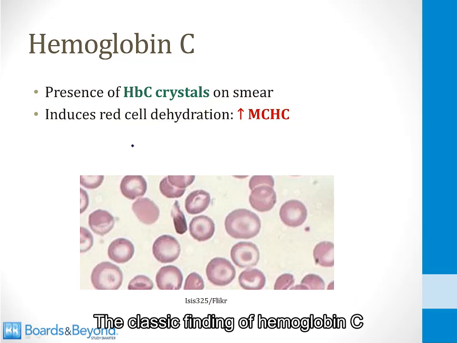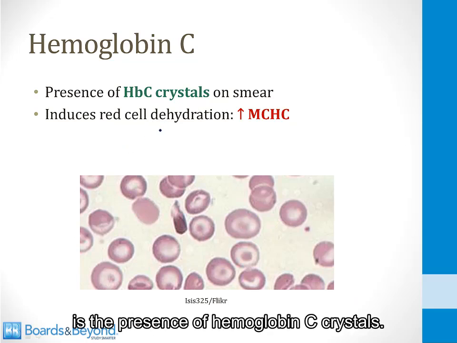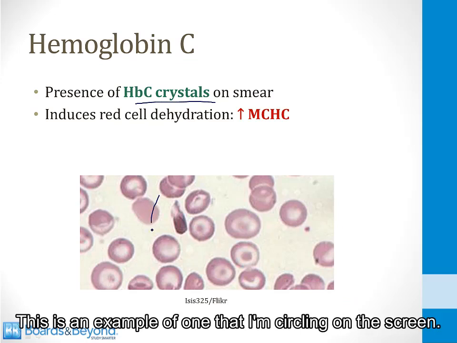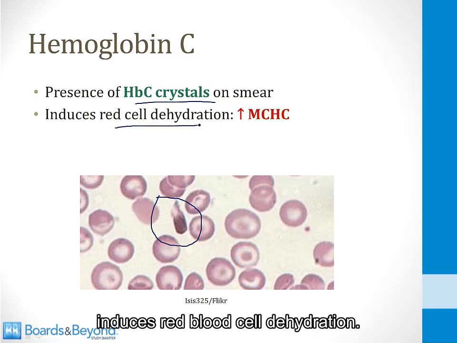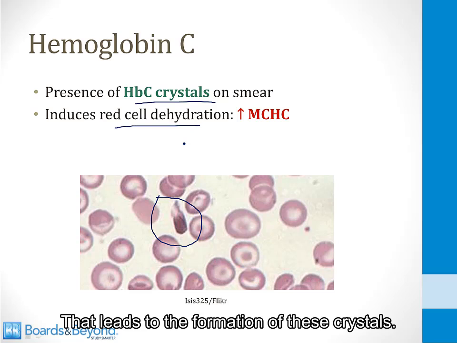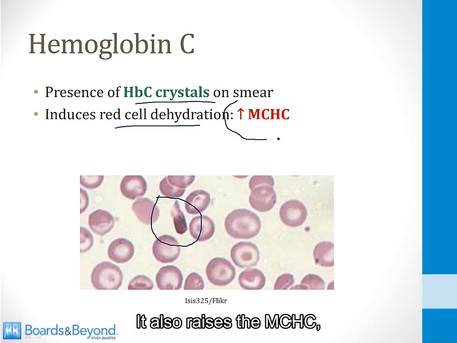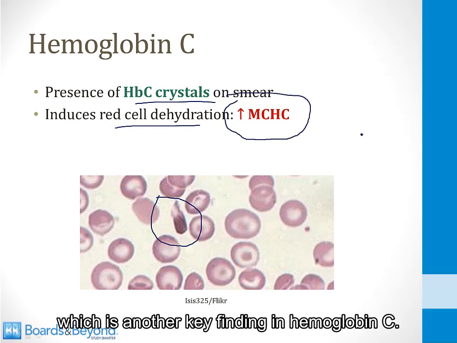The classic finding of hemoglobin C in peripheral blood smear is the presence of hemoglobin C crystals. This is an example of one that I'm circling on the screen. These occur because hemoglobin C induces red blood cell dehydration. That leads to the formation of these crystals. It also raises the MCHC, which is another key finding in hemoglobin C.